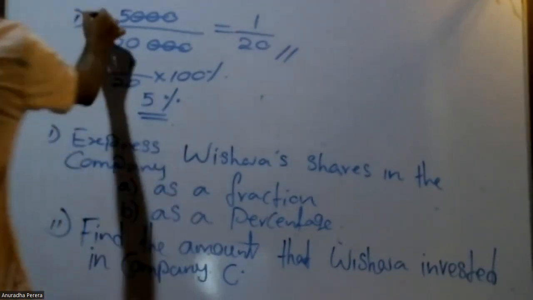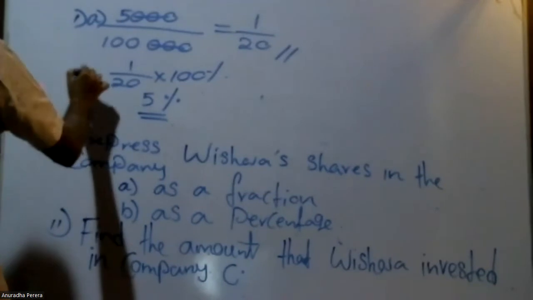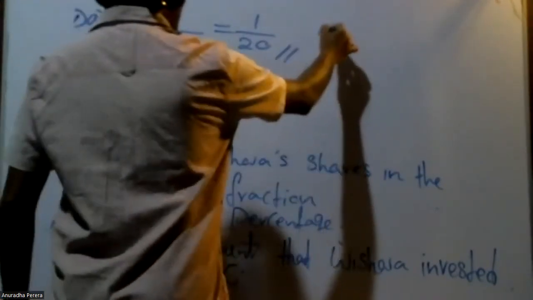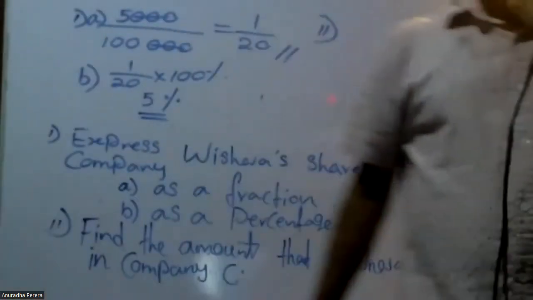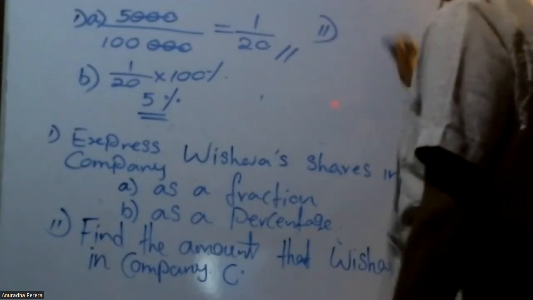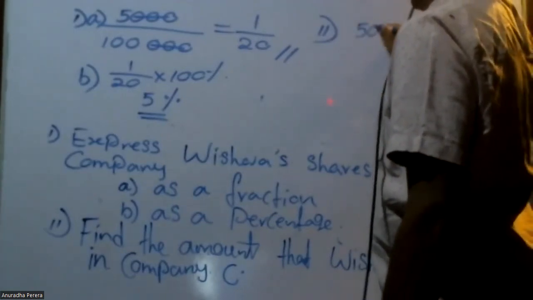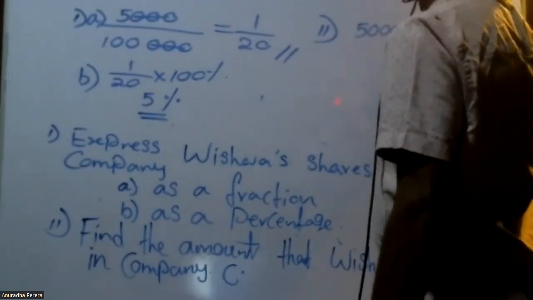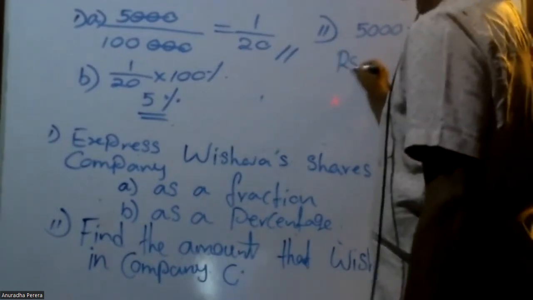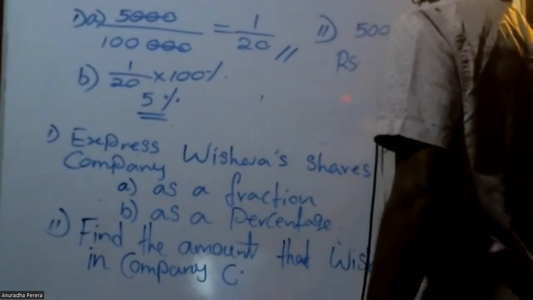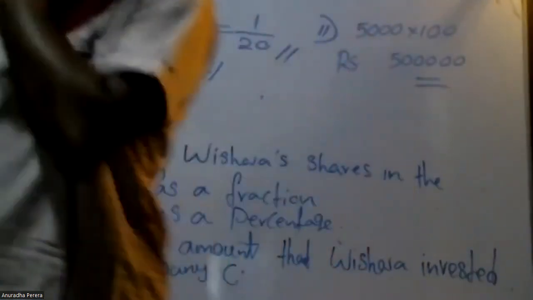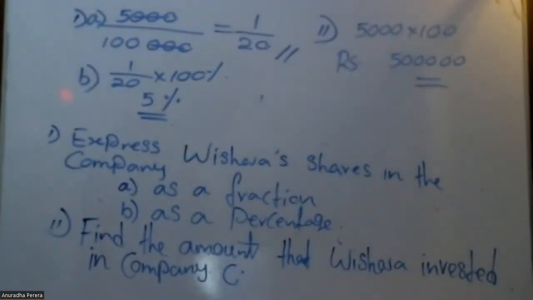This is A. This one is B. And the second part: find the amount that we should invest in company C. The value of a share is 100, and the number of shares is 5,000. Multiply 5,000 by 100 and we can determine the invested amount. It is 500,000 rupees.